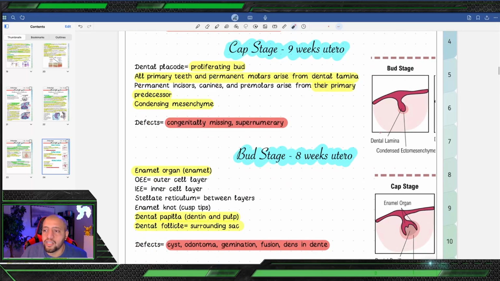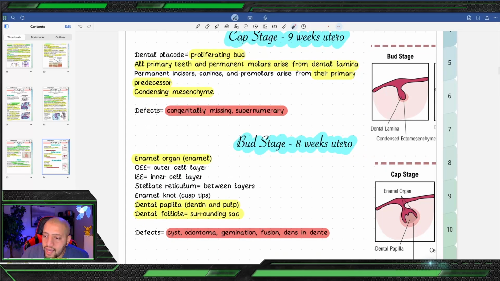Moving forward to the bud stage, we said the proliferation here starts to get an invagination, which will form the enamel organ. This happens at 8 weeks intrauterine. This enamel organ will give us enamel, as the name implies. The outer enamel epithelium will give us the junctional epithelium, which is related to tooth eruption. The inner enamel epithelium with the stellate reticulum, both together, will give us what we call reciprocal induction. Both will be responsible for differentiation of the inner enamel epithelium into ameloblasts, which then give the enamel.